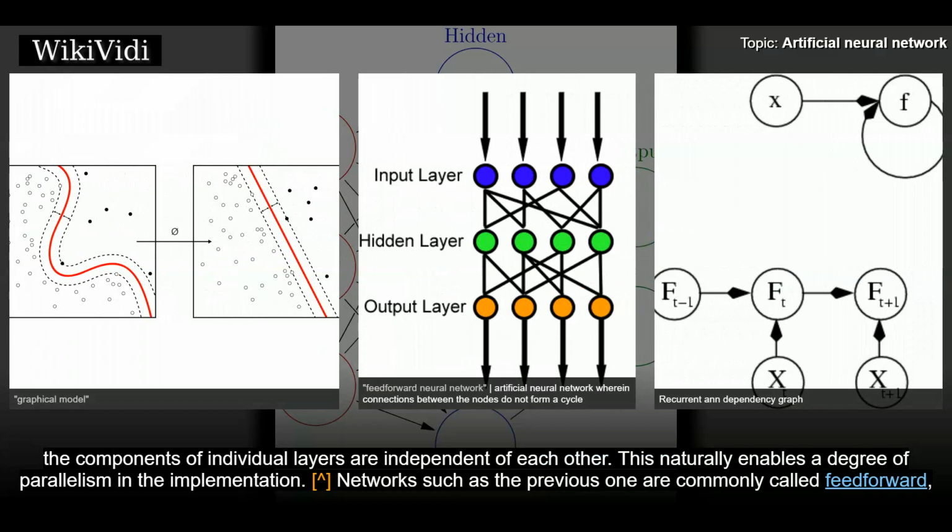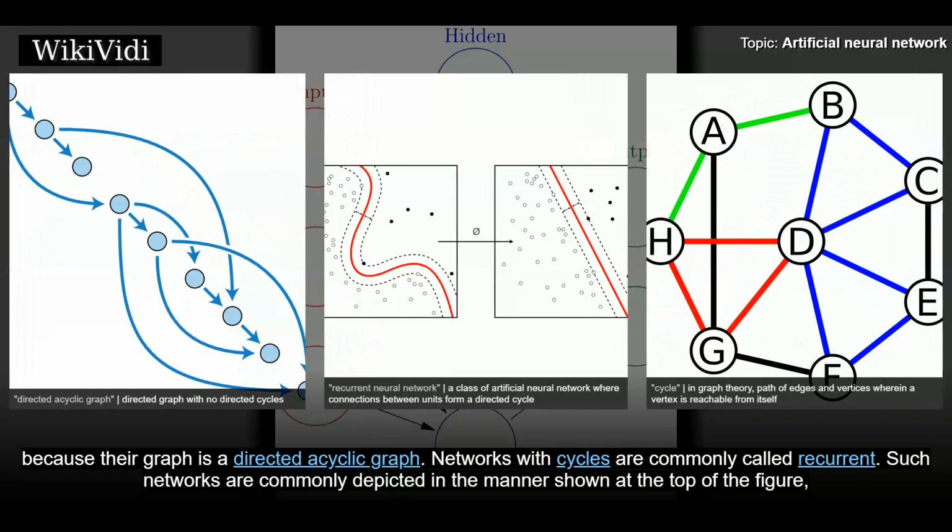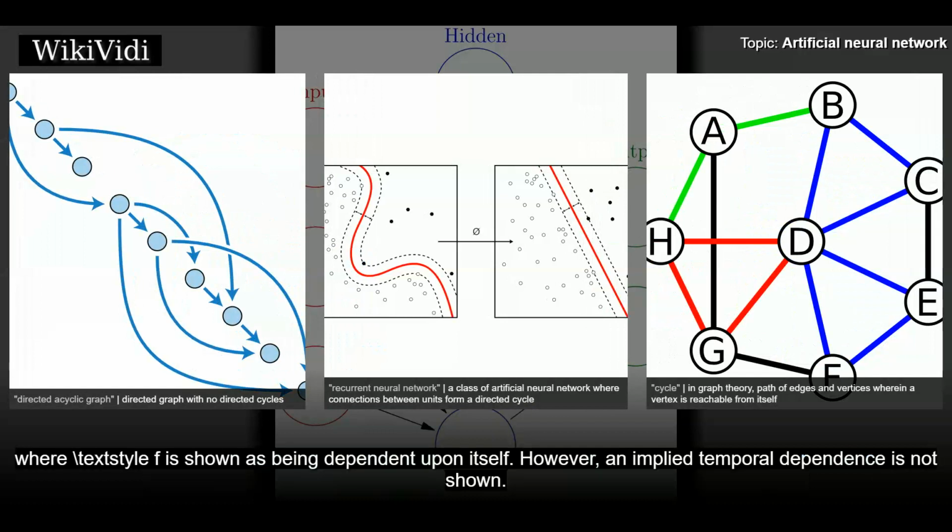Networks such as the previous one are commonly called feed-forward, because their graph is a directed acyclic graph. Networks with cycles are commonly called recurrent. Such networks are commonly depicted in the manner shown at the top of the figure, where f is shown as being dependent upon itself. However, an implied temporal dependence is not shown.